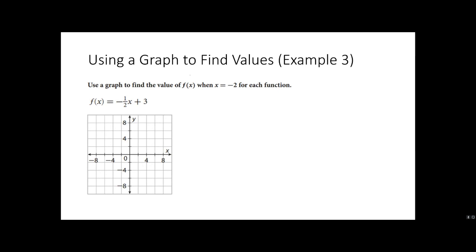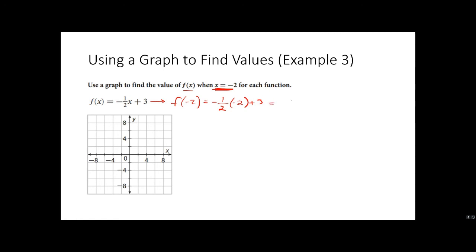All right, graph and find the values, example 3. So we're going to find specific values. So use the graph to find the value of f of x when x equals -2. Well, if we were to do that, we would have to first plug in the value. So instead of f of x, it'll be f of -2. Okay, because now we're wanting to plug this in. So to substitute: -1/2 x, but instead of x, it's -2, plus the 3.